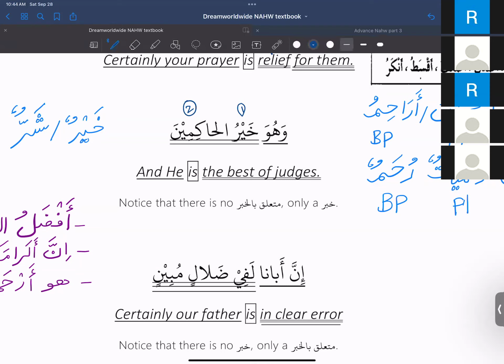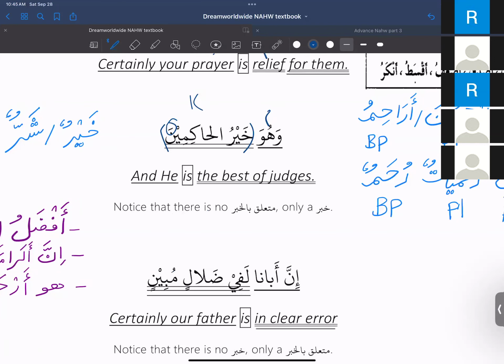So if it is an idafa fragment, then the whole thing is in one bucket, covered together. Exactly. So khayrul hakimin, the whole thing, is the khabar. Huwa is my mubtada and khayrul hakimin is my khabar. Now my khabar is not one word; it's an idafa fragment. So khayr is my mudaf and al-hakimin is mudaf ilayhi. Is al-hakimin jar? I see fatha over here. No, it's a meem.